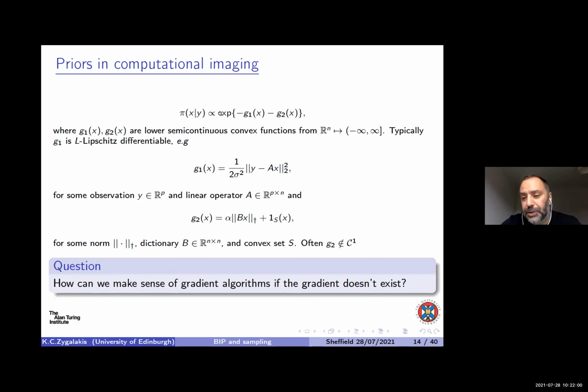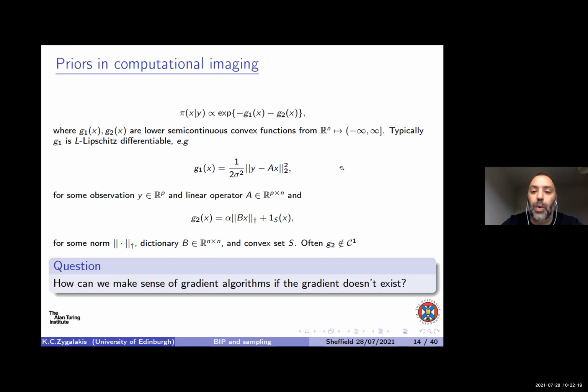So you have the posterior distribution. If you remember, the posterior distribution has a term that relates with the likelihood and a term that relates with the prior. So G1 is the term that relates with the likelihood. And if you assume this linear model with Gaussian noise that I talked to you about, then this is just a very simple quadratic likelihood in x.